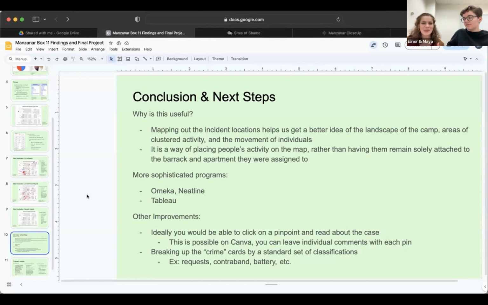We investigated this a little bit, but came to the conclusion that we couldn't really learn how to do this in a week or a couple weeks. So instead, we did a bare bones version of this, of what we would like to see on a more sophisticated program.